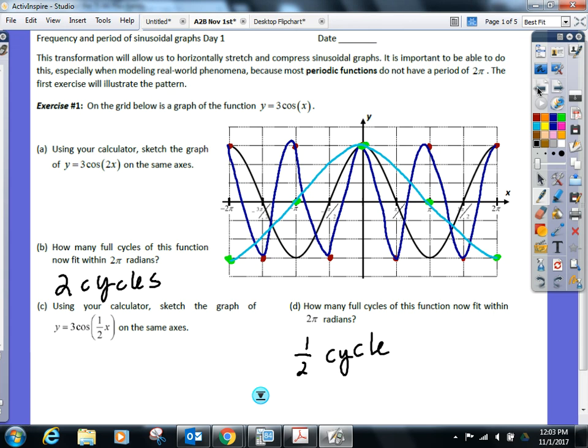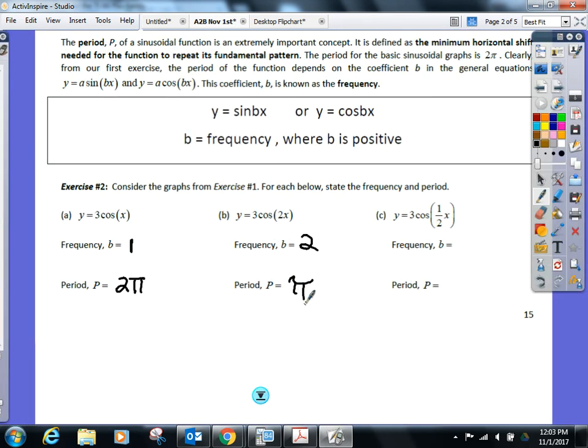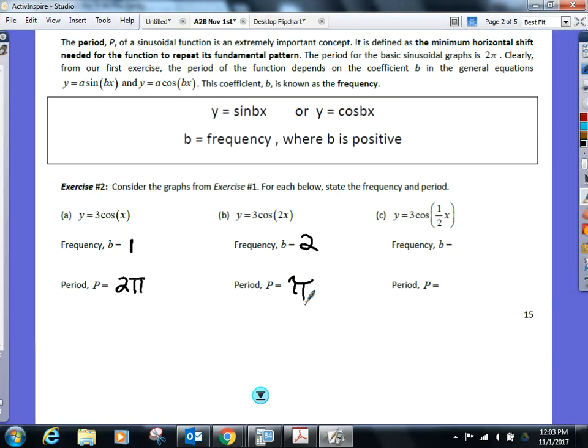How long did it take to make one full cosine curve? Pi. Everyone see that? It took from here to here. Here's one full curve in blue. Right here, one full cosine curve. It didn't take 2 pi anymore. It took from 0 to pi. Nice job. So the period was pi. We okay? Because it's going to get even crazier now.